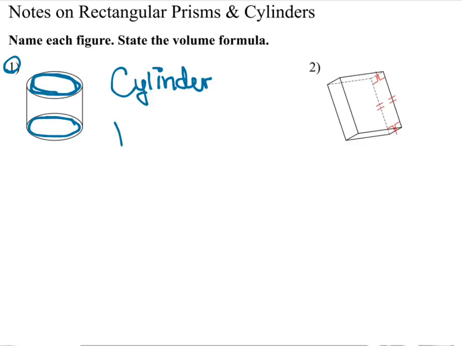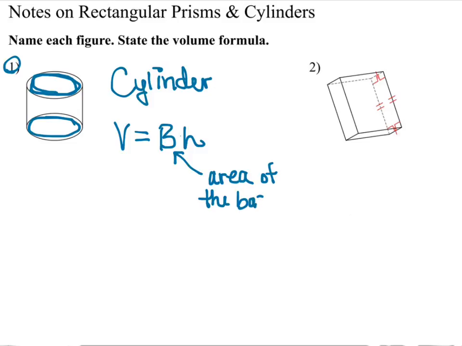So the volume is equal to the base times the height, and this big B is the area of the base. And we've covered area of circles. So really, volume is equal to pi r squared times the height, where pi r squared is the area of the circle.